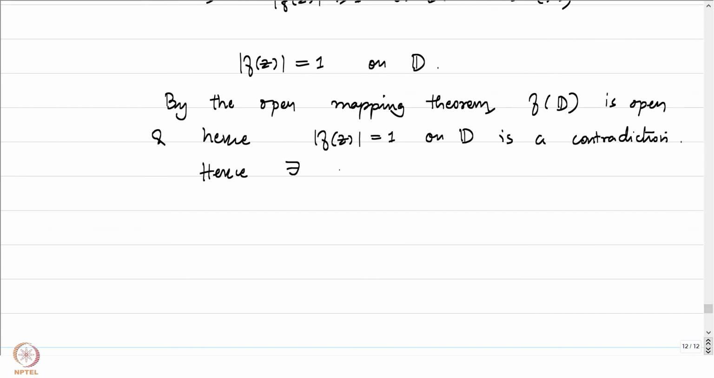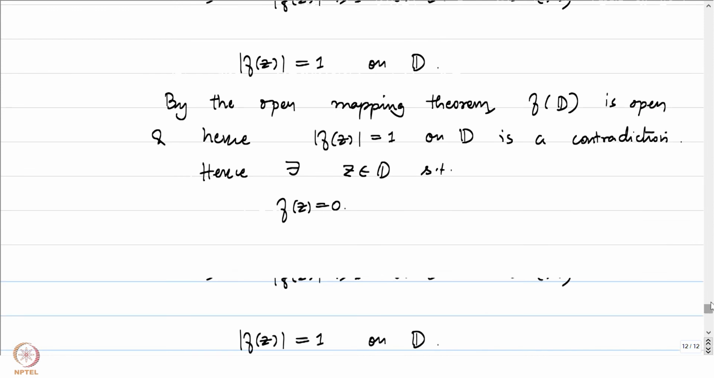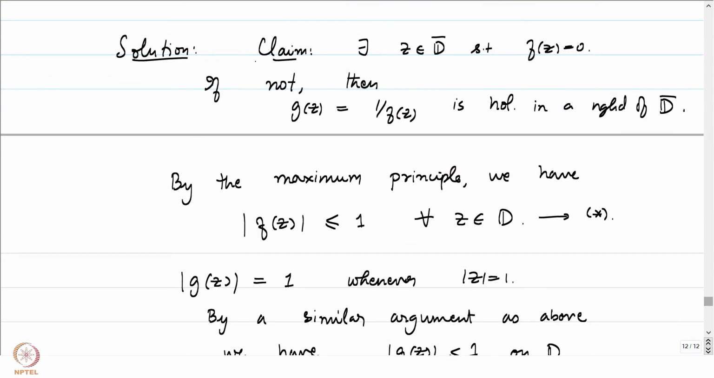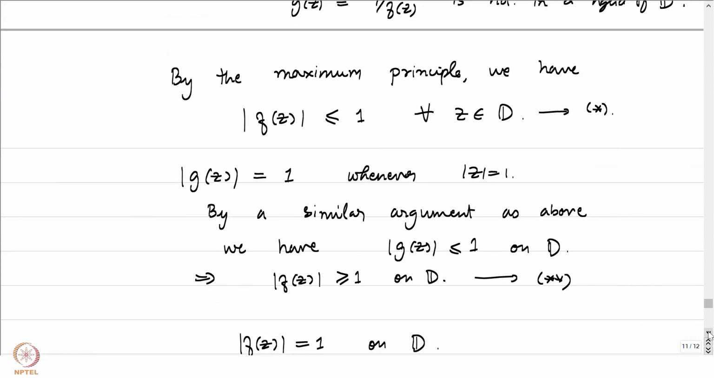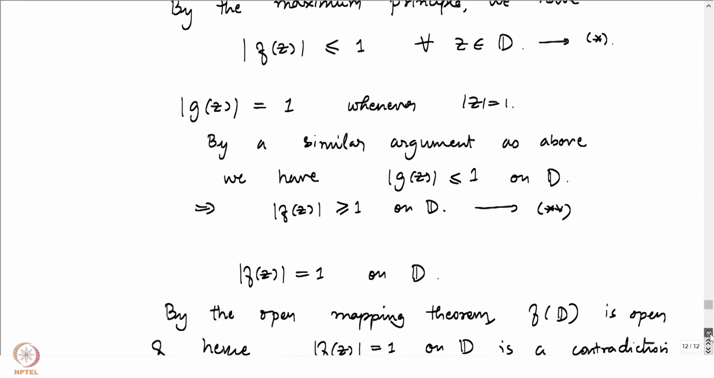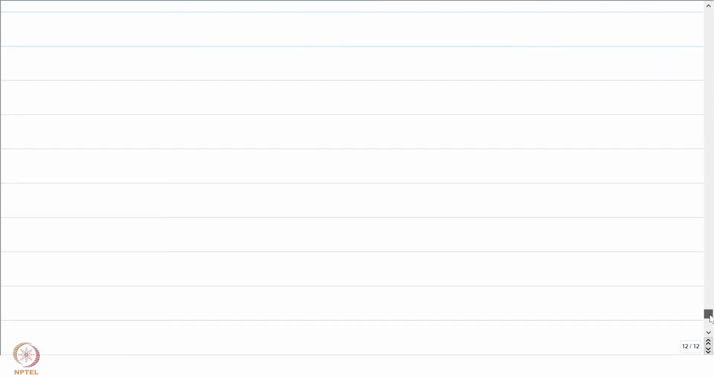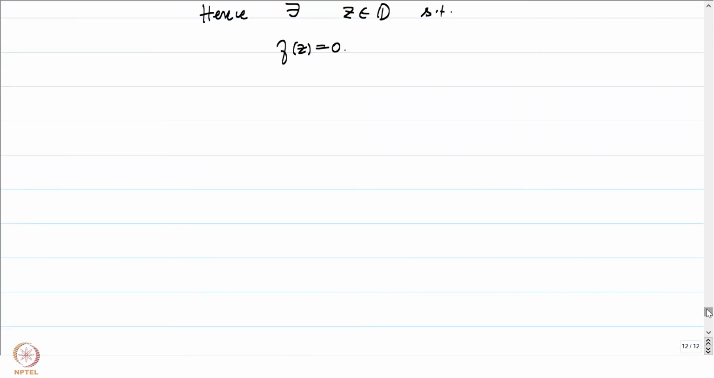There exists z in D such that f of z is equal to 0. So what we have established is that there exists some z in D bar. In fact, z in D, we know that it is not going to be on the unit circle. So there is a z in D such that f of z is equal to 0. So we used the maximum principle and the open mapping theorem to conclude this. Of course, we still have not concluded that every w is going to be in the image.